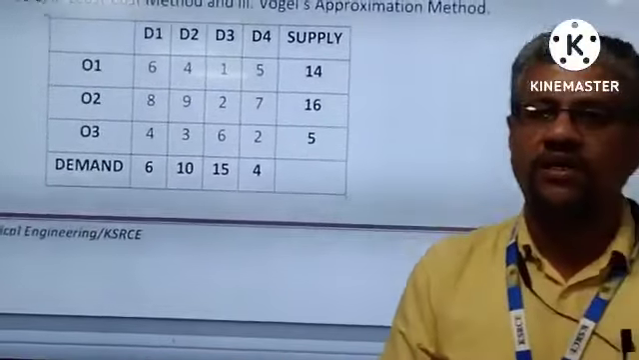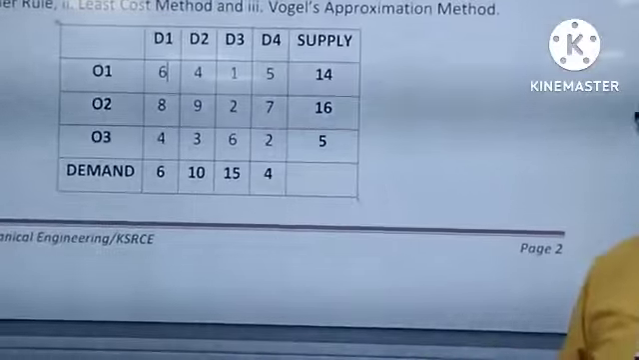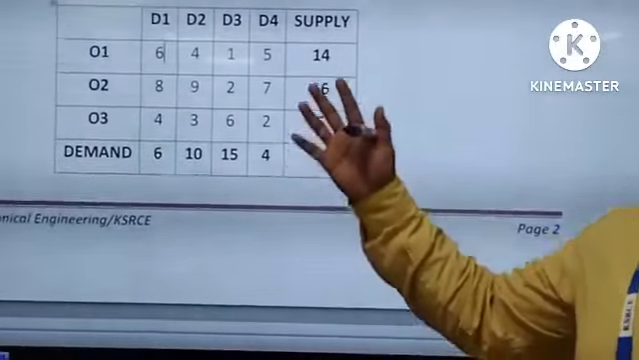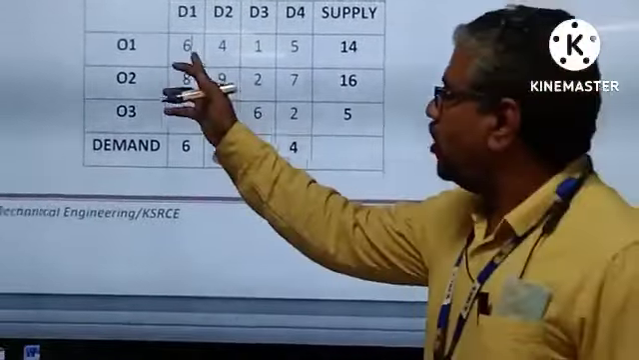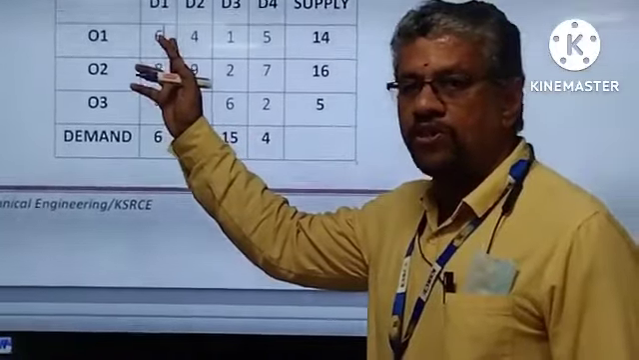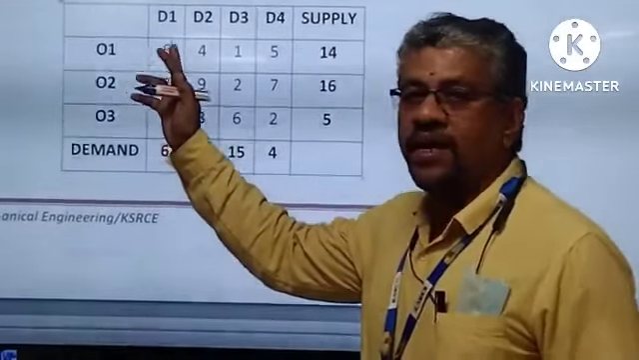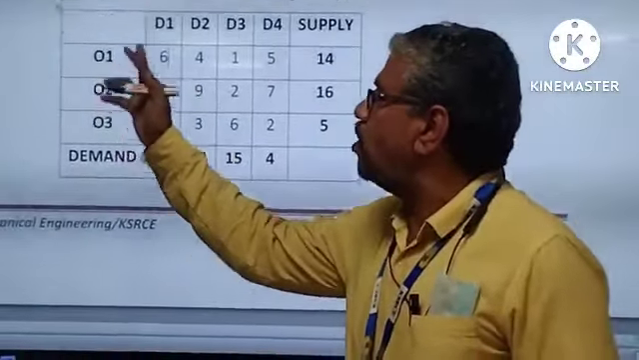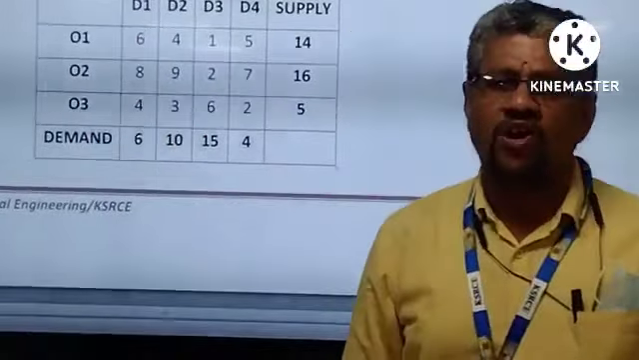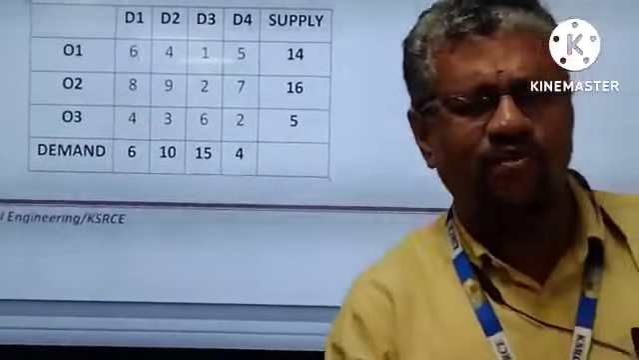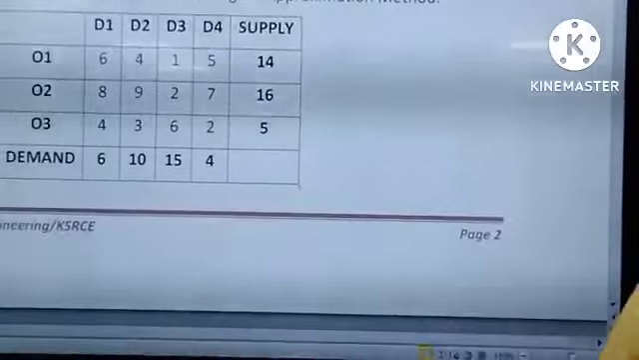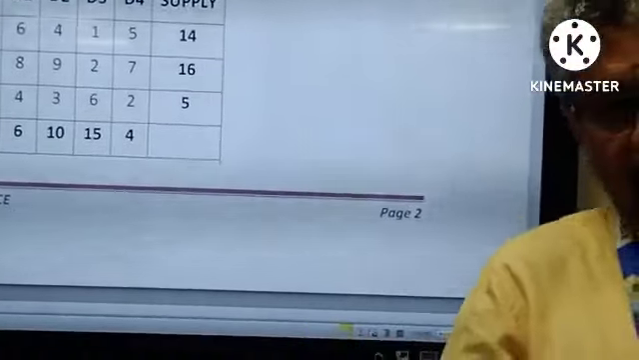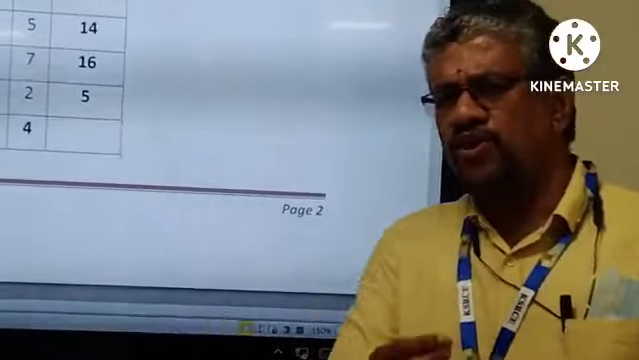Suppose you are transferring 10 units of a particular product, then 10 into 6, 60 rupees you are going to spend by transferring the goods from origin 1 to destination 1. Suppose you are not able to understand what is origin 1 and origin 2 or destination 1 and destination 2, then I will give you a small example.